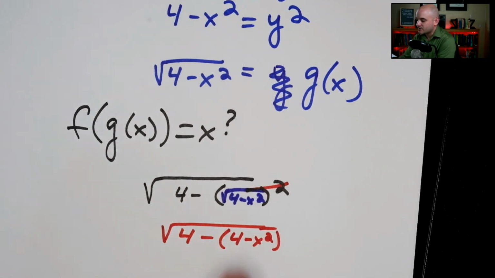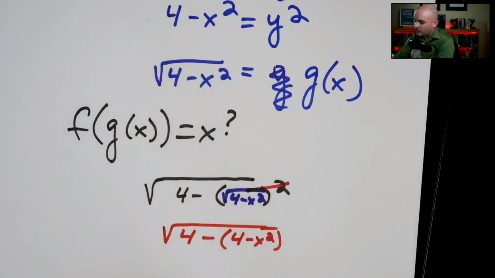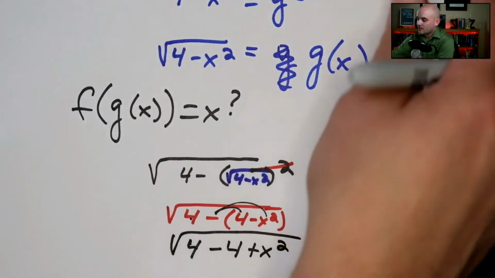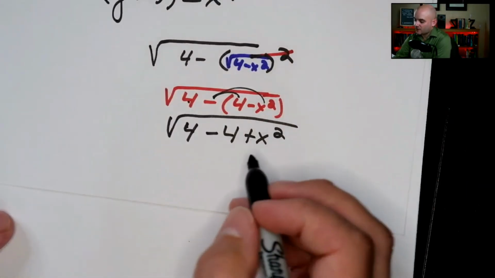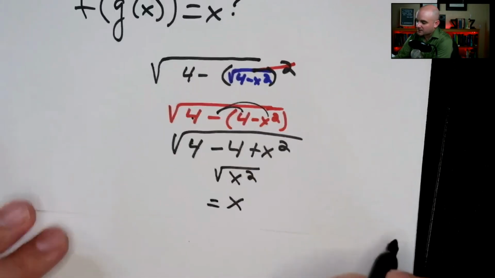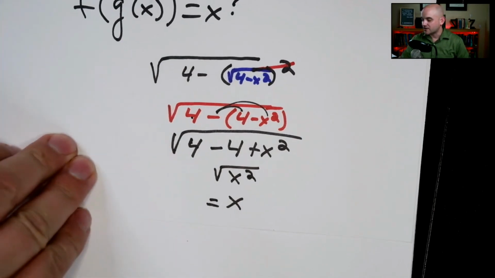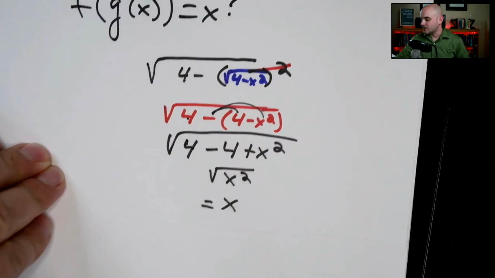Okay, remember, we're still subtracting. I know these canceled out, but we are still subtracting all of 4 and all of negative x squared. And that's important because you've got to distribute that negative. You end up with 4 minus 4 plus x squared, and we're square rooting the whole thing. And then from there, we're going to say, okay, 4 minus 4 is 0. So I end up with the square root of x squared, which equals x. And so indeed, the f of g of x in this case does equal x. And so we can say they're inverses to one another.